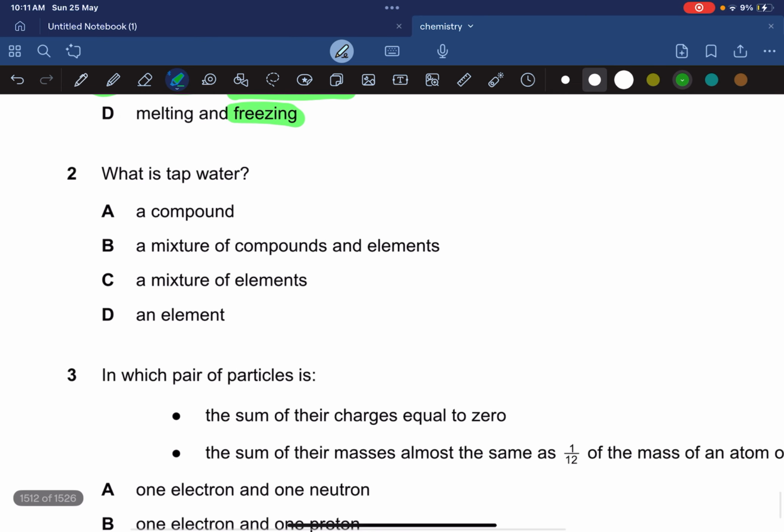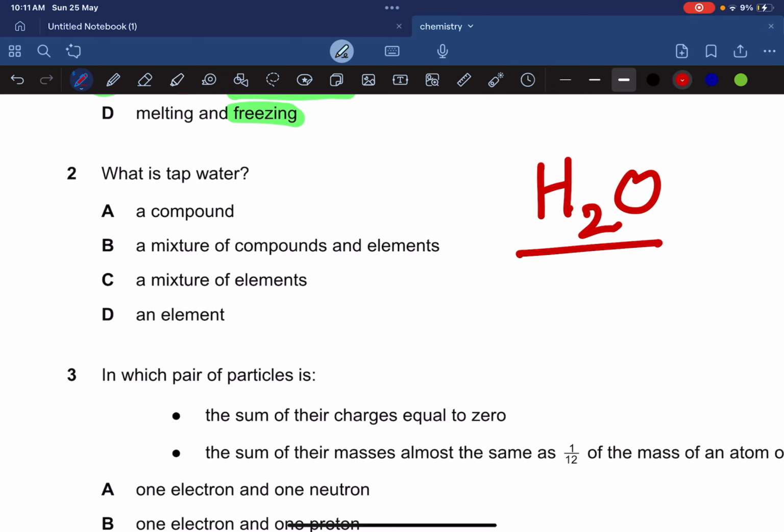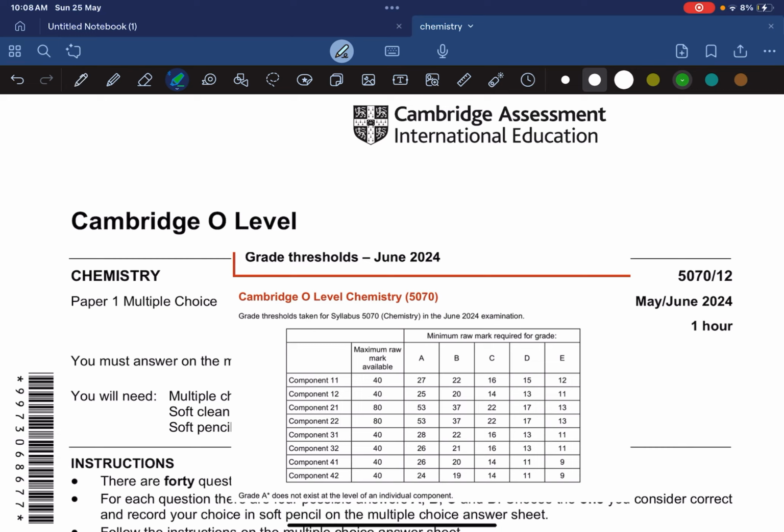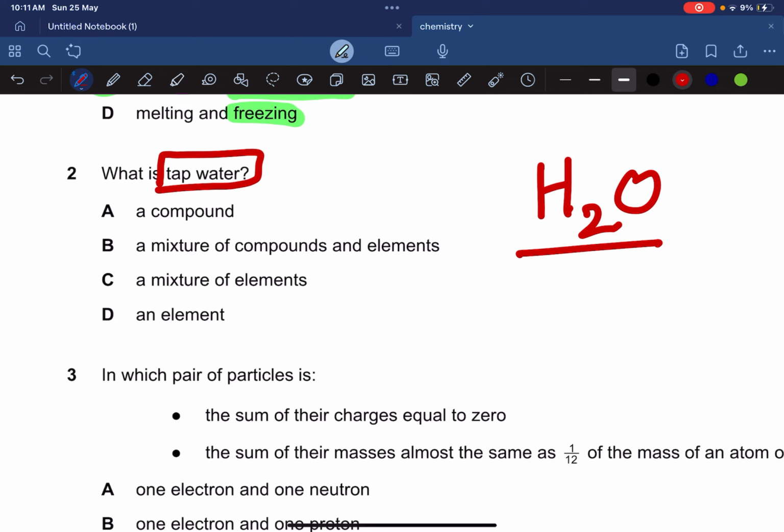Moving on to question number 2, which says, what is tap water? A compound. What do you guys think? Tap water is not a compound. Why not a compound? If it was a compound, it has to be H2O, a simple water molecule, but it's tap water. It's not distilled water. Distilled water is 100% pure, but tap water is not pure. It has different elements, not elements, I'd say, different ions in it. So it's not pure, so it cannot be a compound. It's not just H2O. A mixture of compounds and elements, well, that could be thought about.